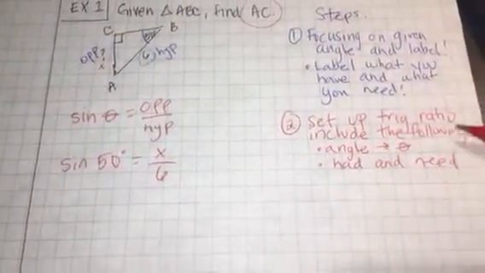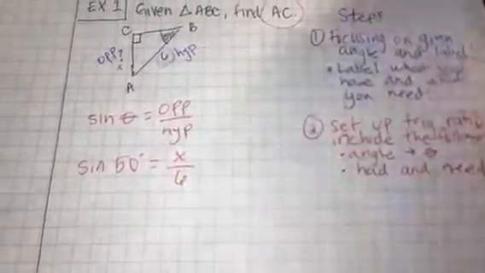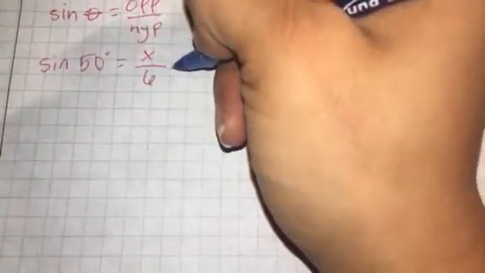So what I'm going to do right now, I'm going to multiply both sides. I'm going to solve for x. How do I solve for x, guys? What am I supposed to do? Thank you. I'm supposed to multiply both sides by 6. You know, that divides out. Now I'm left with x is equal to 6 times sine of 50 degrees.